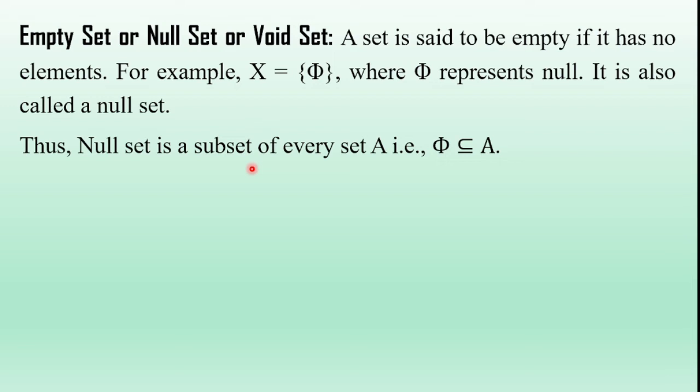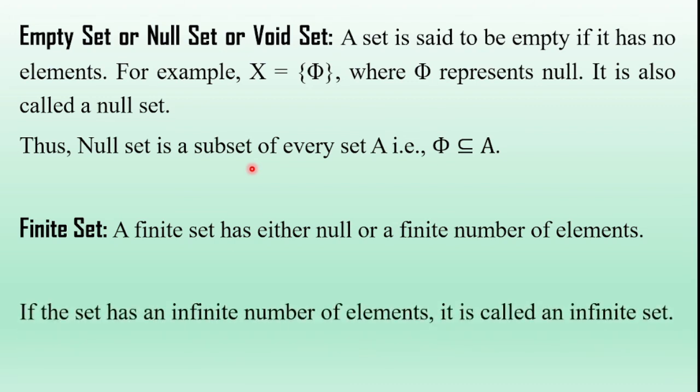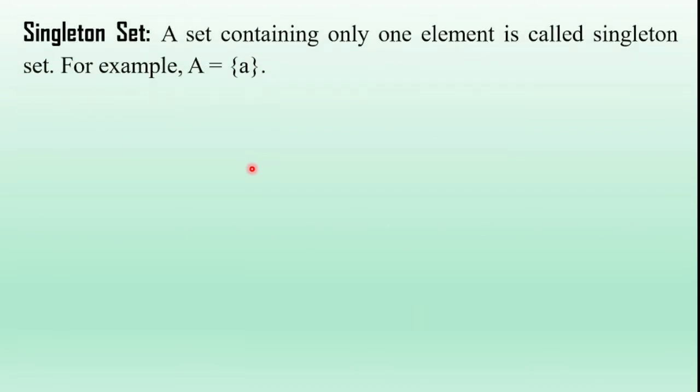The next definition is the finite set. A finite set is either the null set or has a finite number of elements. And what is an infinite set? If the set has an infinite number of elements, it is called an infinite set. The next definition is the singleton set. A set containing only one element is called a singleton set. For example, set A = {a}. Here a is the element or member of the set.